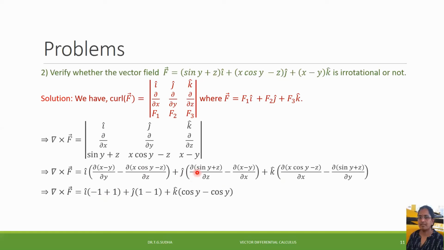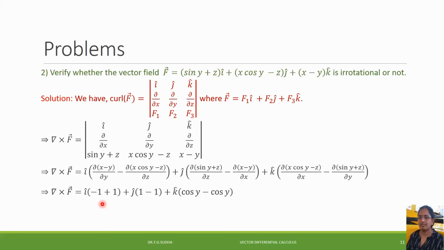Plus j into ∂/∂z of (sin y + z) gives us 1, minus ∂/∂x of (x − y) also gives us 1. So we get 1 − 1, plus k into ∂/∂x of (x cos y − z). So x into cos y gives us 1 into cos y, that is cos y, and z becomes 0, minus ∂/∂y of (sin y + z). So sin y on differentiation gives us cos y and z becomes 0. So we get k into (cos y − cos y).